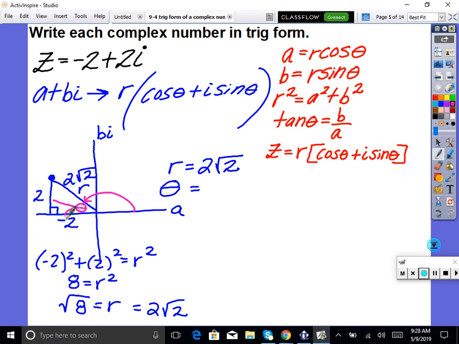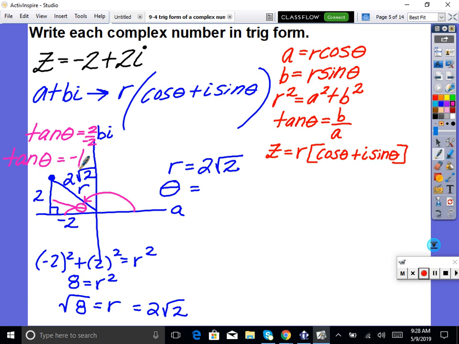So, okay, we can set up any trig ratio, right? Sine, cosine, or tangent. I'm going to choose the whole numbers always, because to me it's better than having to do radicals. So it's opposite over adjacent. So isn't my true statement tangent of theta is equal to 2 over negative 2? So we're looking for when tangent of theta equals negative 1.